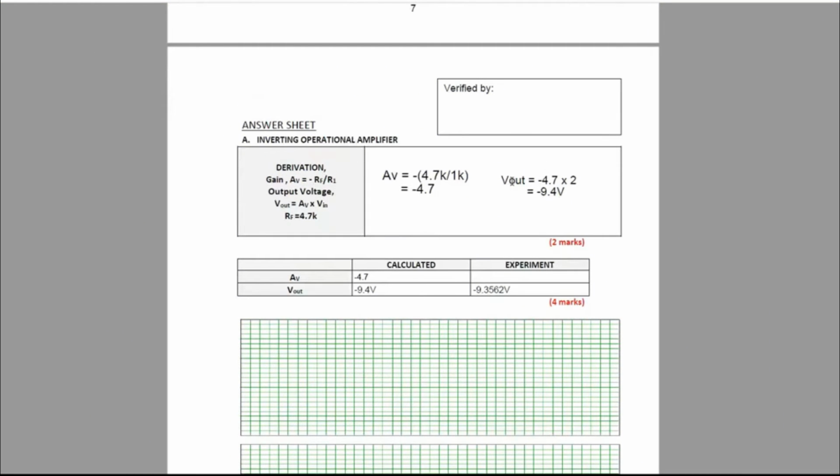From the theoretical calculation, the gain formula is negative RF over R1, that is 4.7k over 1k, and we get negative 4.7. For Vout, taking the gain times the input value, we get negative 9.4 volt. So from the experiment, we get an almost similar result.